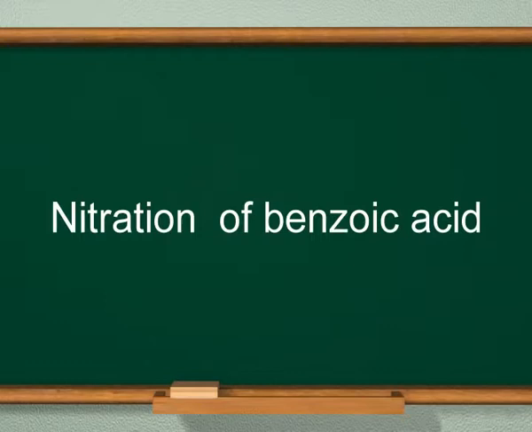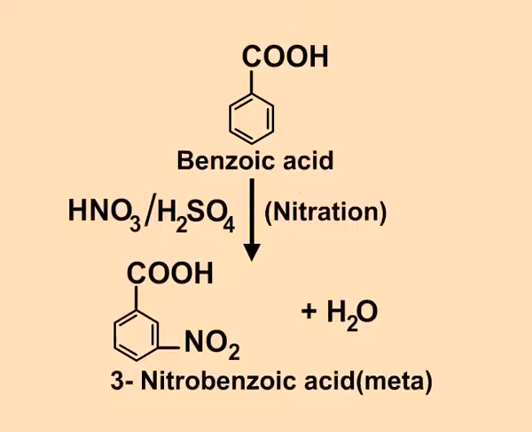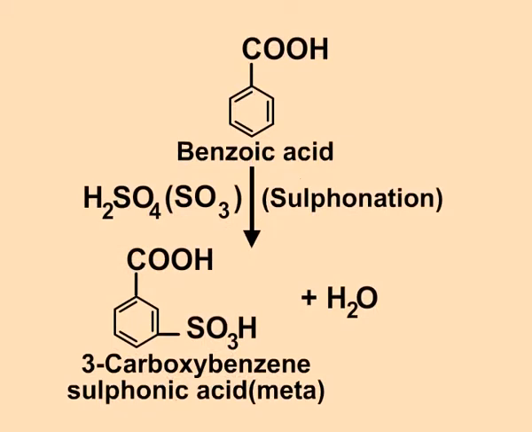First, we will discuss nitration of benzoic acid. Benzoic acid reacts with nitrating mixture of nitric acid and sulfuric acid to form 3-nitrobenzoic acid. Water is also formed as a byproduct. Let us take up the next reaction, sulfonation of benzoic acid. Benzoic acid reacts with fuming sulfuric acid to form 3-carboxybenzene sulfonic acid. Carboxylic acid and sulfonic acid are in the meta position. Water is formed as a byproduct.